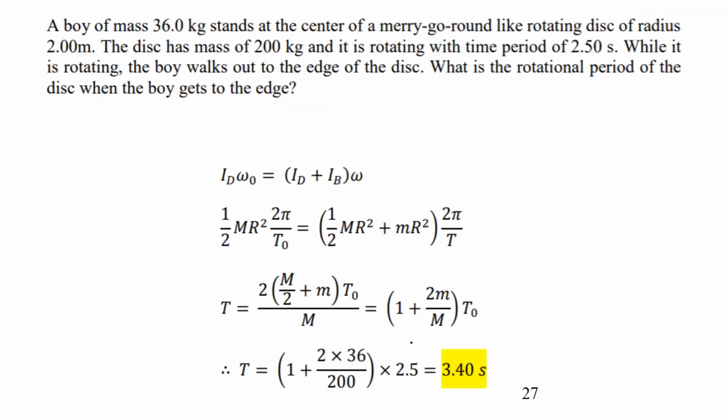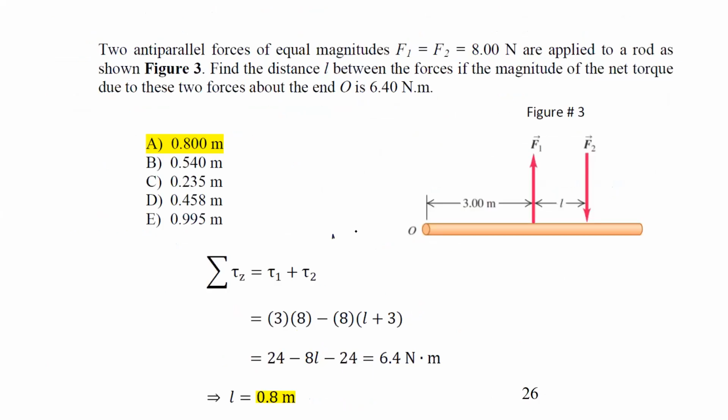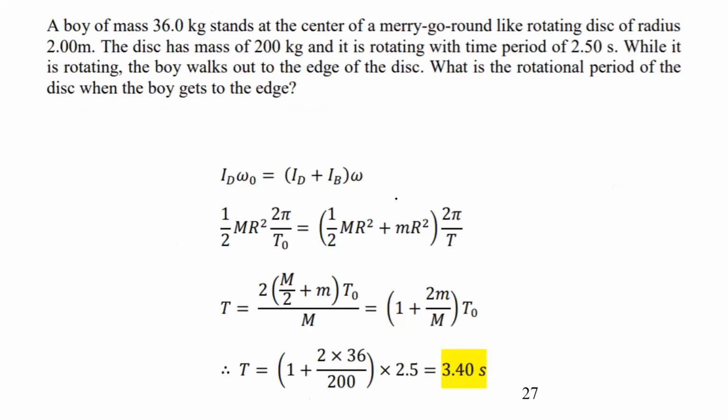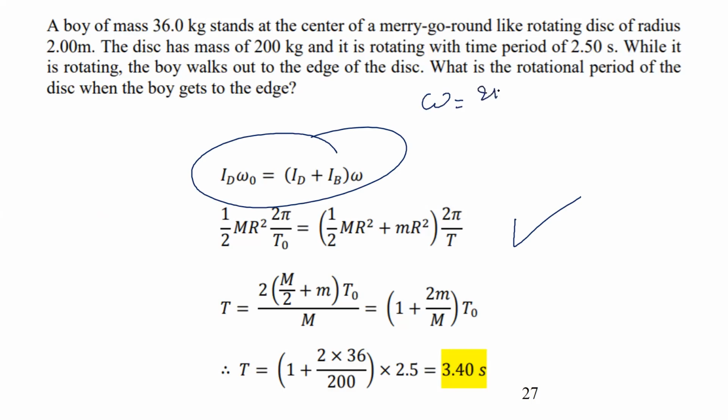This is also a very good problem, have a look at it. This is an excellent problem, conservation of angular momentum as well. But here, I did not give you omega. I am giving you the times. If I'm rotating at constant angular speed, omega is 2 pi divided by T, so T is 2 pi divided by omega. So this is what I'm using here. Have a look at it.